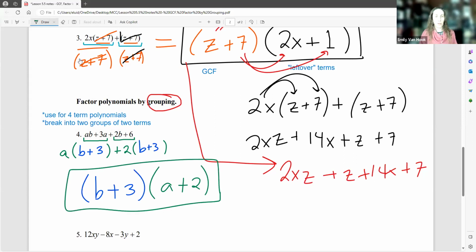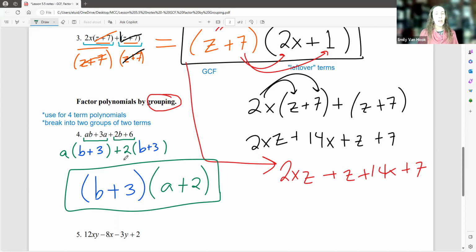We just factored by grouping. So we took our 4 terms, we broke them into 2 groups of 2. Each of the groups of 2 had a GCF factored out. So for AB plus 3A, we factored out A and got B plus 3. For 2B plus 6, we factored out 2 and got B plus 3. The B plus 3 is the common factor. That gets factored out, that gets rewritten. So we have B plus 3. And then the leftover terms get their own parentheses, A plus 2. So our final answer, 2 binomials, meaning two parentheses that have 2 terms each, B plus 3, A plus 2.